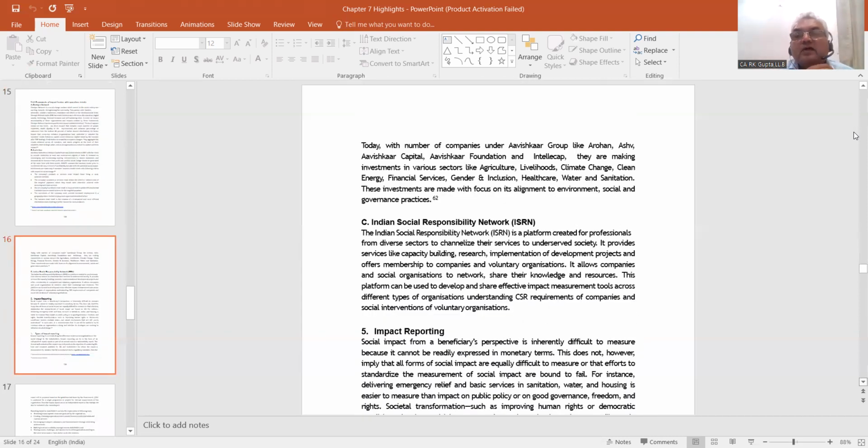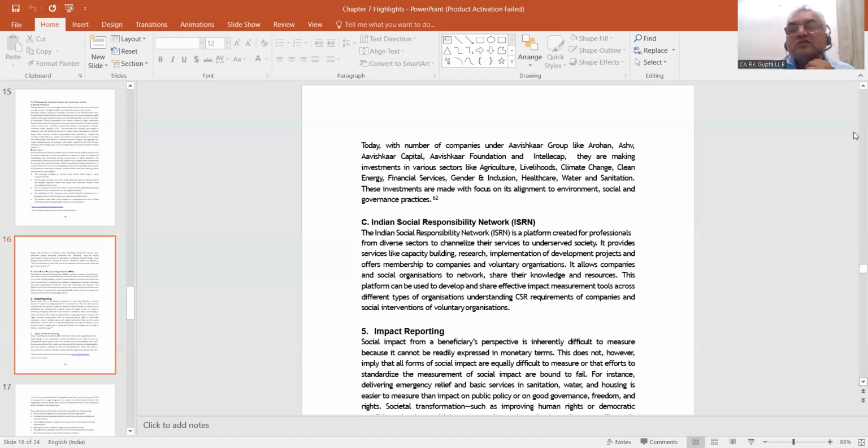So today, with a number of companies under Avishkar Group, like Arohan, Ashwa, Avishkar Capital, Avishkar Foundation, and IntelliCap, they are making investments in various sectors like agriculture, livelihoods, climate change, clean energy, financial services, gender and inclusion, healthcare, water and sanitation. So these investments are made with focus on alignment to environment, social and governance practices.